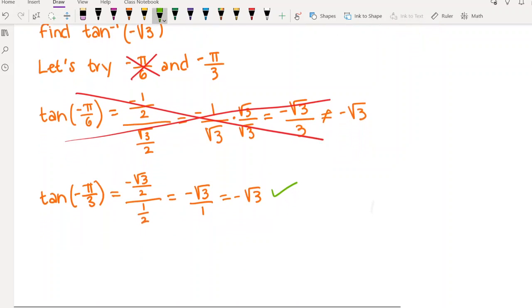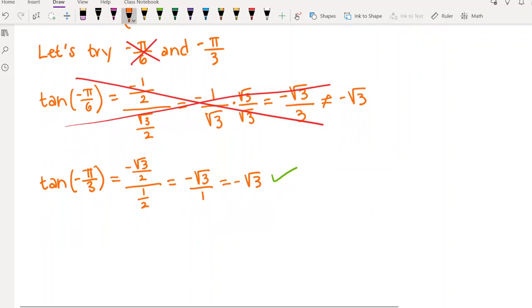So that tells us that inverse tangent of negative root 3 is equal to negative pi over 3. Because we just showed right above that if you take tangent of negative pi over 3, you get negative square root of 3. And also negative pi over 3 is in the correct part of the unit circle.